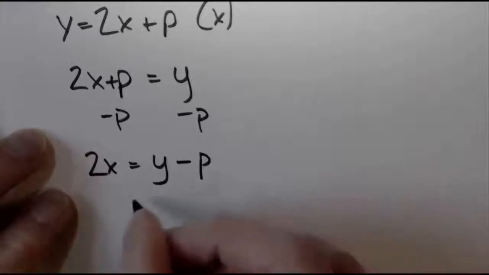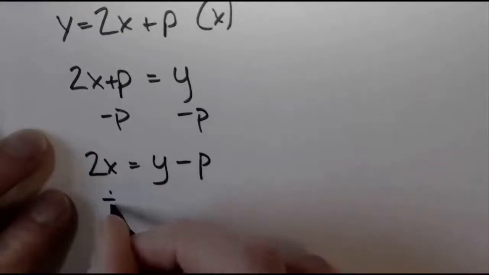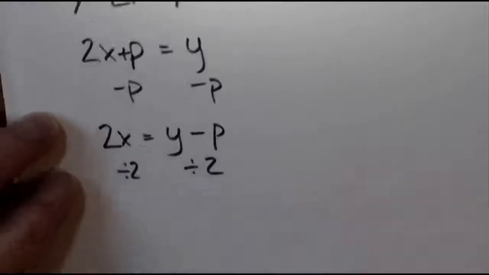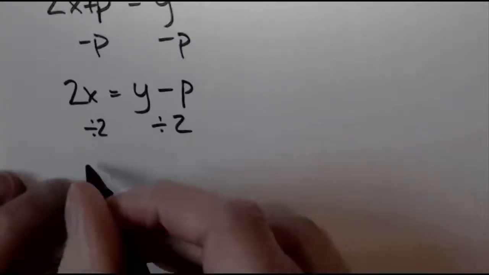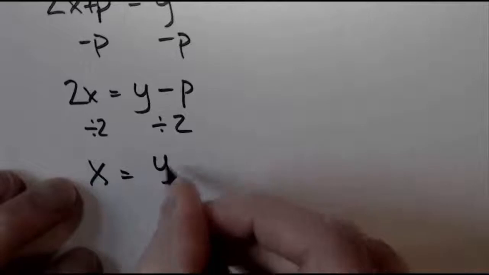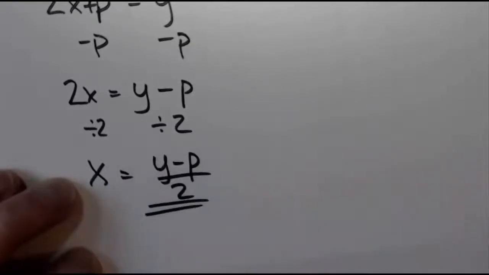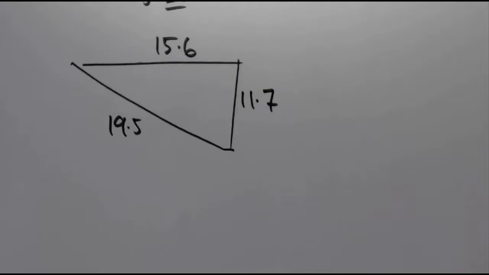I need to then divide this side by 2, so it's just an x, so I have to divide that side by 2. So I end up with x equals y minus p divided by 2. And that's your answer for this question.